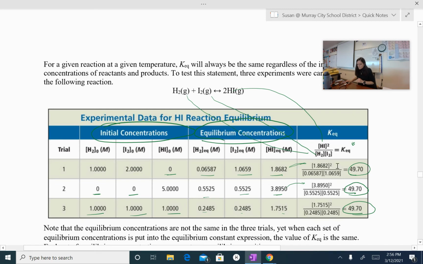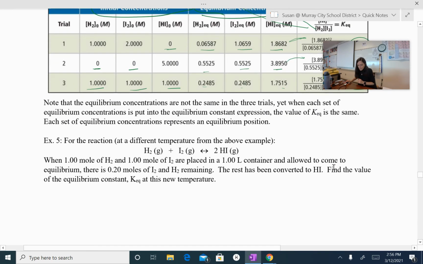Okay, so here we go. Note that the equilibrium concentrations are not the same in all 3 trials. Yet when each set of equilibrium concentrations is put in the equilibrium constant expression, the same equilibrium constant is calculated each time. Each set of equilibrium concentrations represents an equilibrium position. Okay? So here we go.